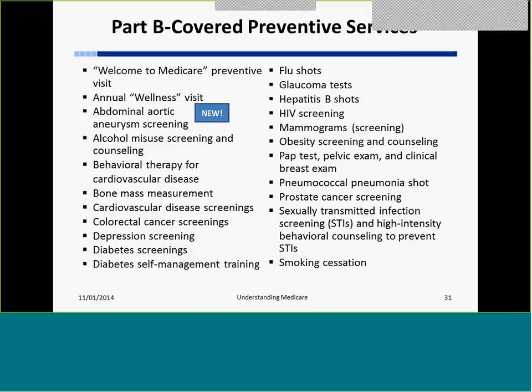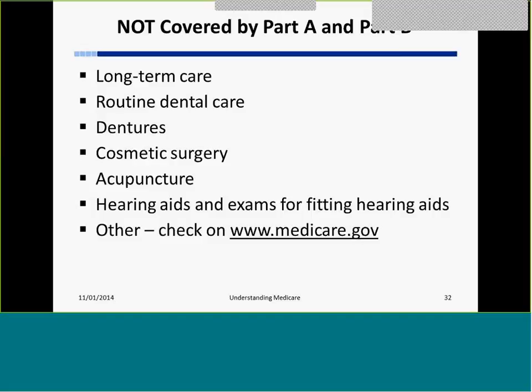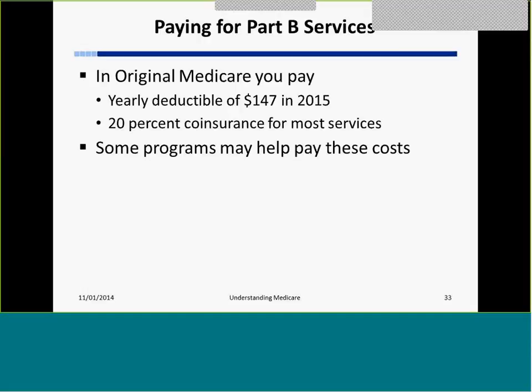If you want more information on the wellness benefits, they are in your Medicare and You. We'll go back and take a couple pages to look in the Medicare and You booklet. They're not covered by A and B: long-term care, routine dental, that's why we have standalone dental through Medicare or Security Life. Dentures, cosmetic surgery, acupuncture, hearing aids, that type of thing.